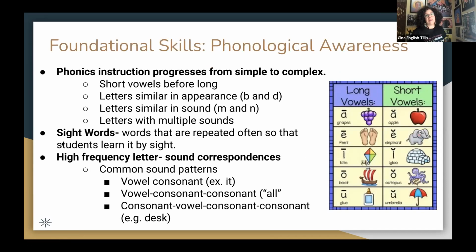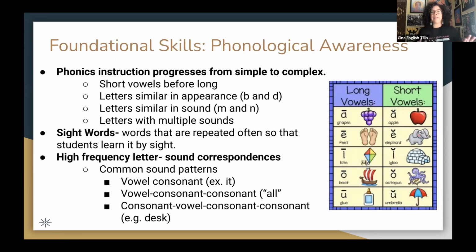So part of understanding phonological awareness is understanding that letters come with certain sounds, right? So you have your short vowels, and typically when you teach this, you want to teach your short vowels before you teach the long vowels. You also want to teach letters similar in appearance, like B and D, because sometimes students can get those confused. And letters that sound similar to one another, like M and N.